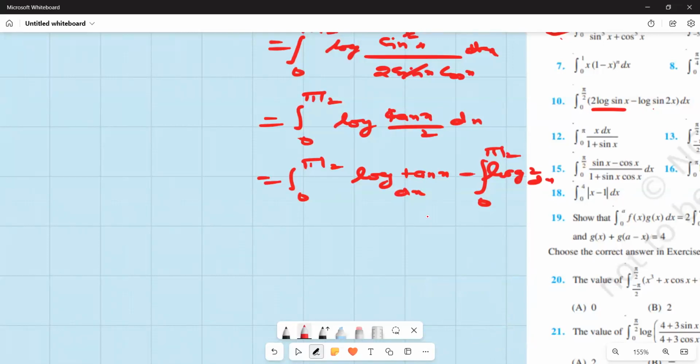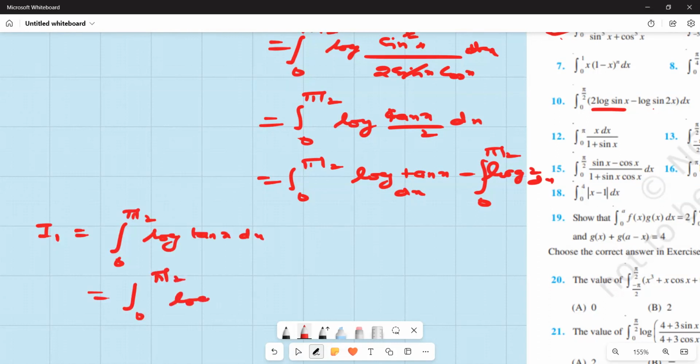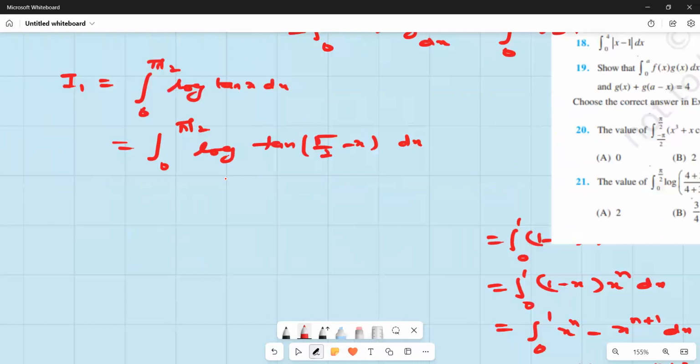I want to solve this as I1. I1 is the integral from 0 to pi by 2 of log tan x. Use the property of a minus x: that is 0 to pi by 2 log tan of pi by 2 minus x, no? That is cot x, so 0 to pi by 2 log cot x. That is equal to I1. Adding 1 and 2.